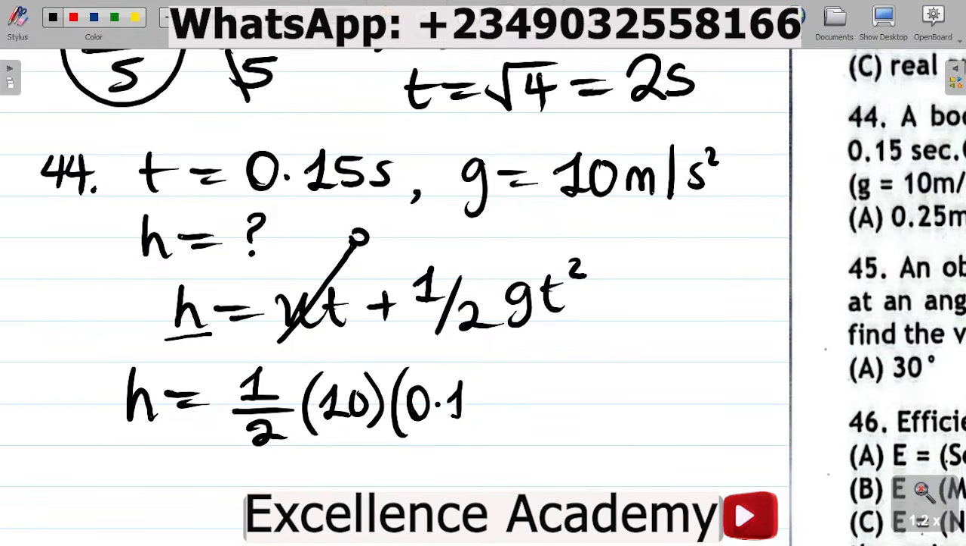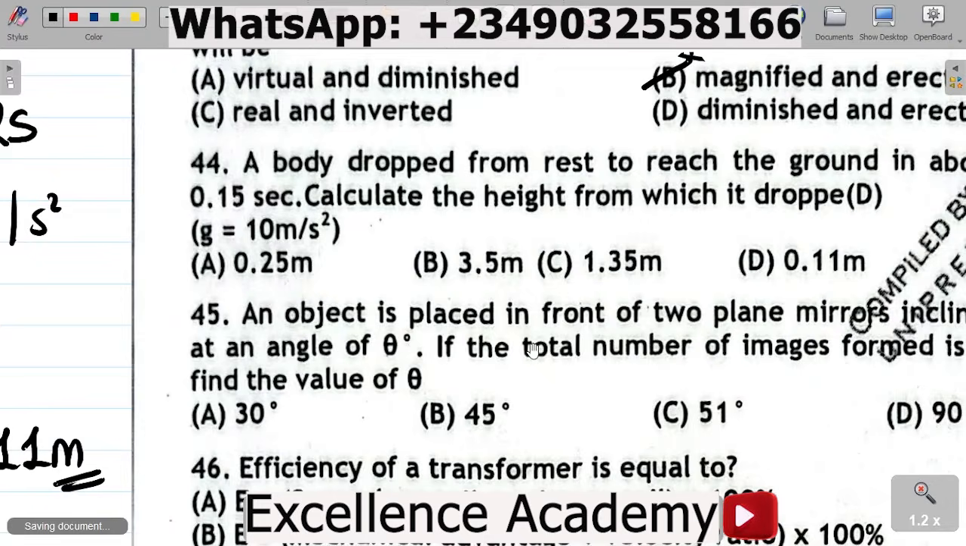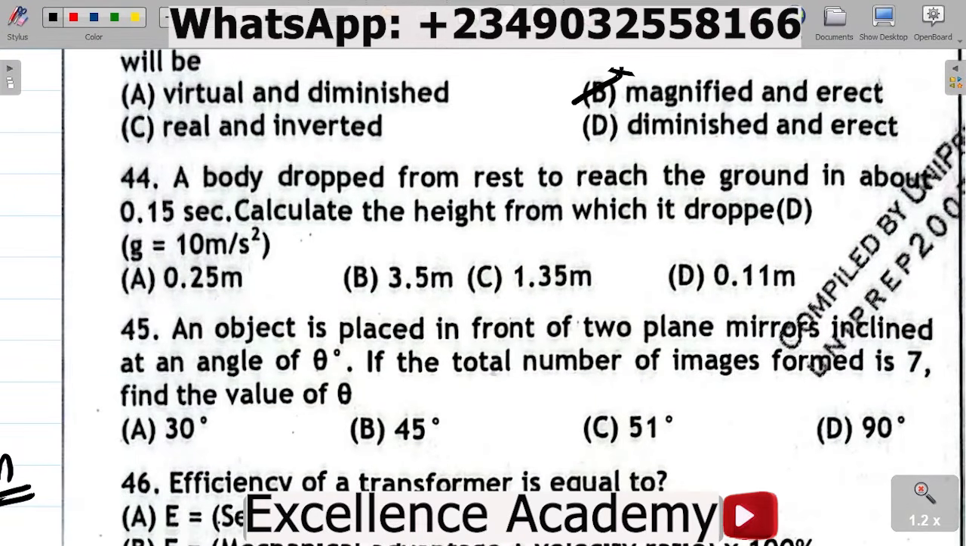t squared is 0.15 all squared. So get your calculator and punch this correctly: 1 over 2, open a bracket, times 10, open a bracket, times 0.15 squared. If you punch this correctly, your answer here will be approximately 0.11 meters in two decimal places. So do we have 0.11 meters here? Yep, that is option D. Option D, 0.11 meters. That is the correct answer.